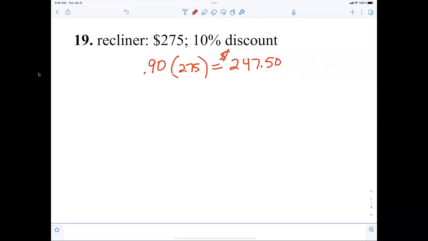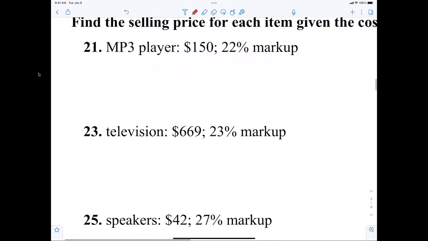$247.50. Now you know when you go into the store and you see something on sale, you can see what you're going to actually pay for it. All right, that's the importance of this. You see all those signs up in the store all the time, 20% off, 25% off, 30% off. Now you know how to look at a price tag and say, well, this is what I really have to pay for it. All right, here we go, 21.